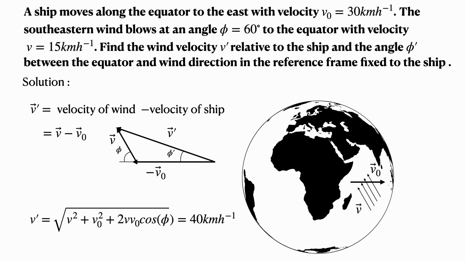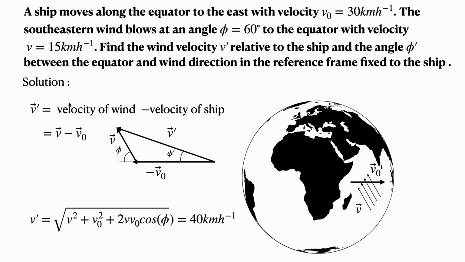So in this question, the velocity of the ship and the velocity of the wind are given. The ship is moving along the equator towards the east direction as shown by the arrow in the figure, and the wind is blowing from southeast to northwest direction and it is making angle phi equals 60 degrees to the equator. So in this question we are asked to obtain the relative velocity of wind with respect to the ship.